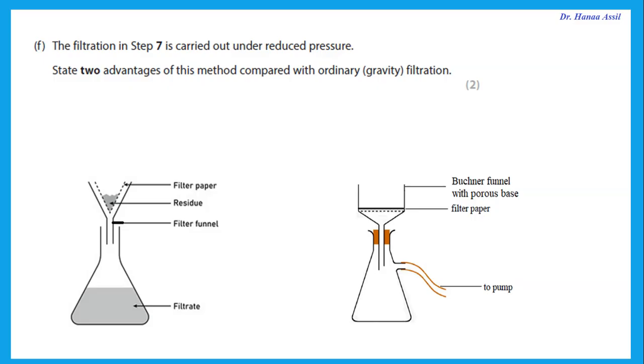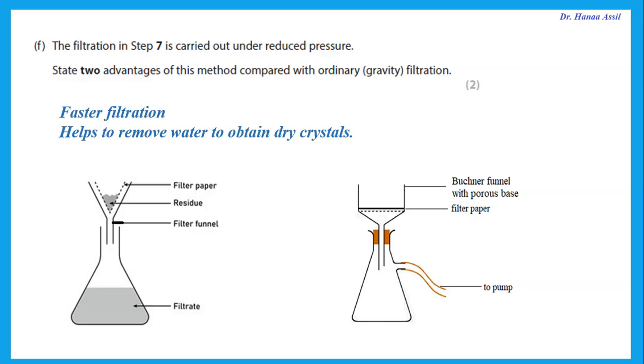Of course, the Buchner funnel, when we join it to a pump, that's the one on the right, this is a faster filtration. This is faster. If you've done any filtration using a normal funnel, you would know that this takes some time. And when we use the pump to pull the filtrate through, this helps to remove water from the crystals, and this helps to dry the crystals.